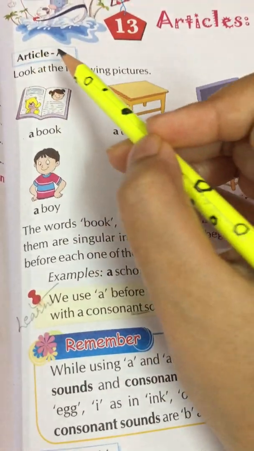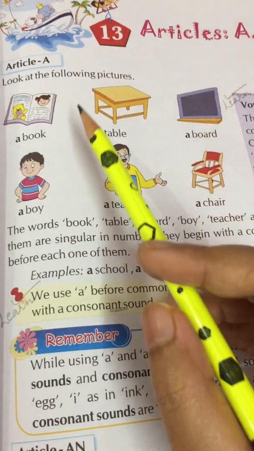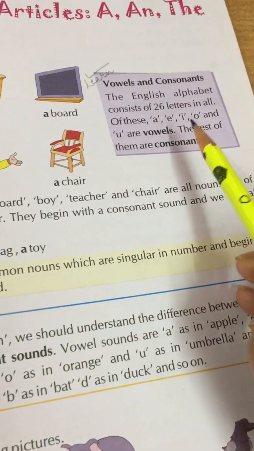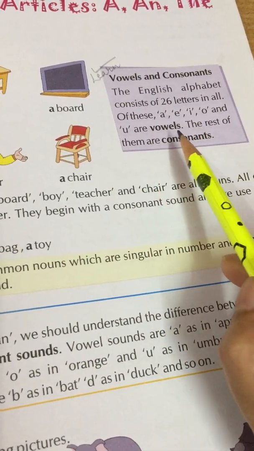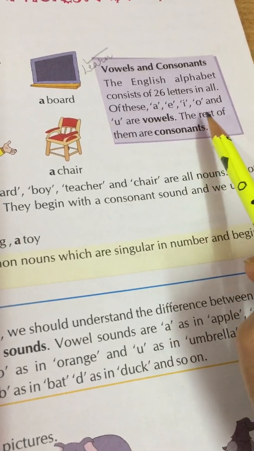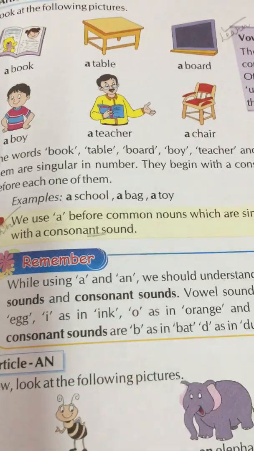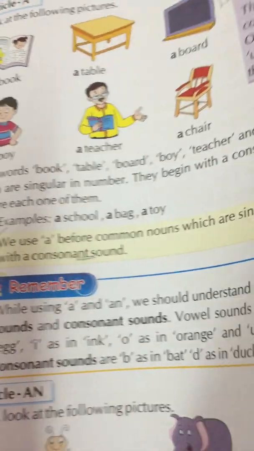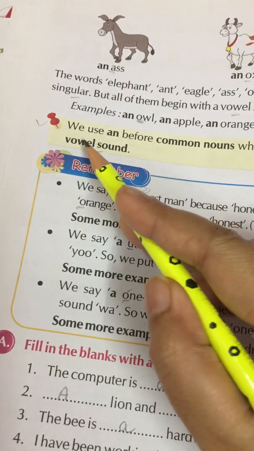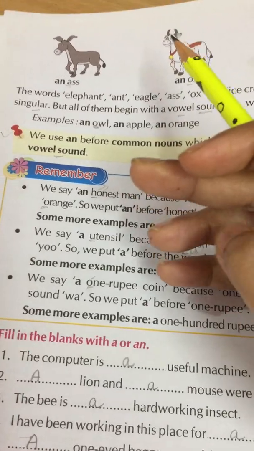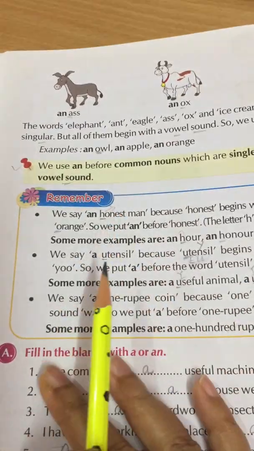Okay, A is used before nouns that begin with a consonant sound. What is a consonant? Consonants are letters that do not come under vowels. Okay, and where do we use an? We use an before nouns that begin with a vowel sound. And what are vowels? What are the letters that come under vowels? A, E, I, O, U. So children, that's it. We have learnt about 2 types of articles, that is A and an.